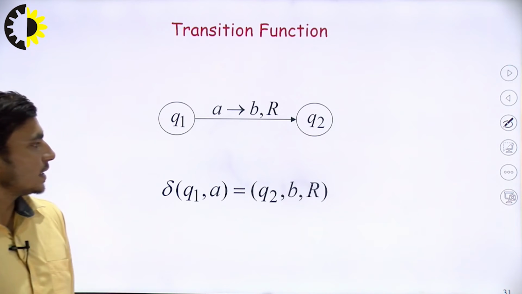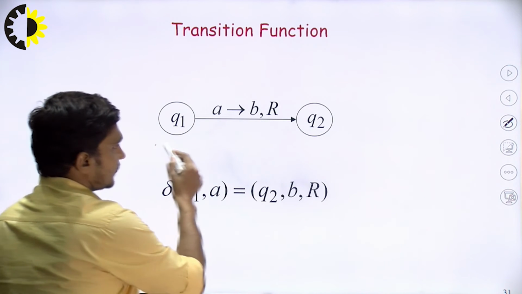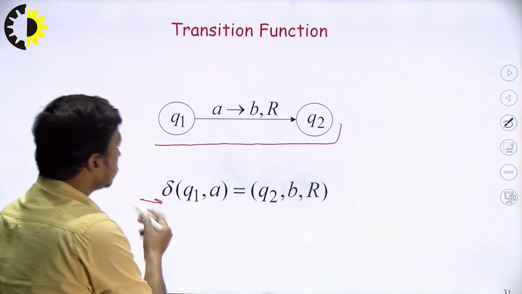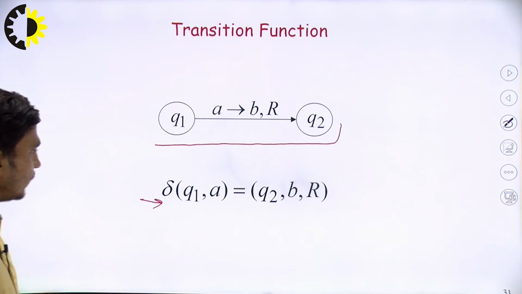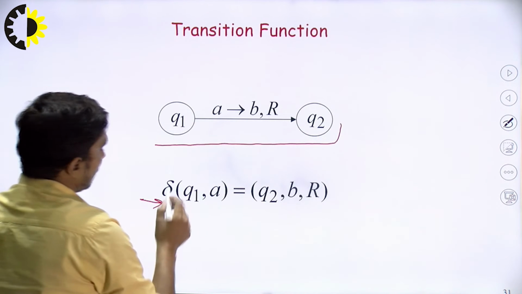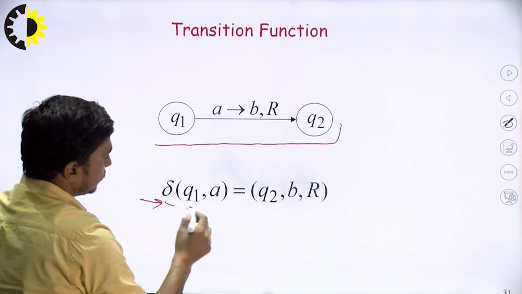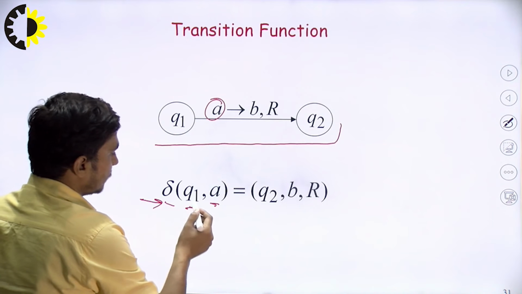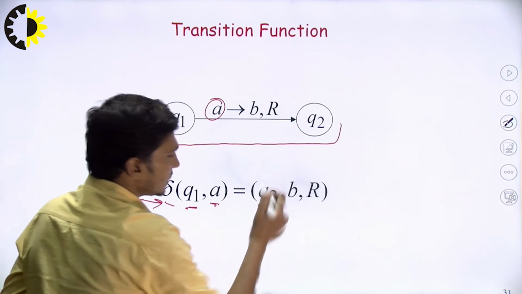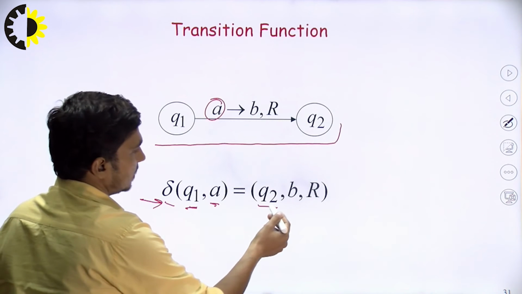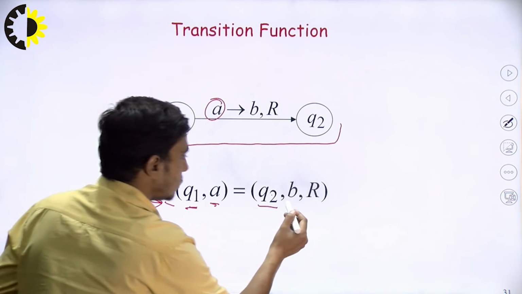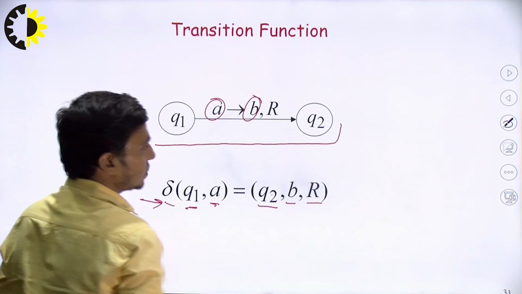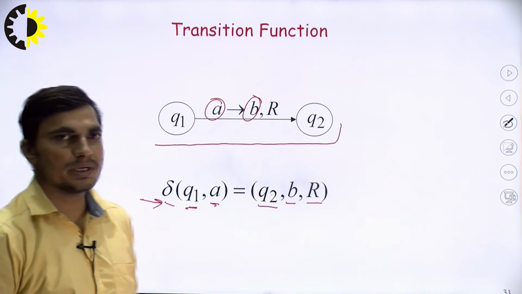Now let's take a look at the transition function. Whenever we are representing the transition in this graphical way, we can write that transition in the form of the delta function. So here we write delta q1. Currently we are at state q1, and the input we are reading is A, so we write A here. So delta of q1, A is equal to the next state, the state we are reaching. The next state is q2, and the symbol we are writing is B, and then the direction of next movement is R.